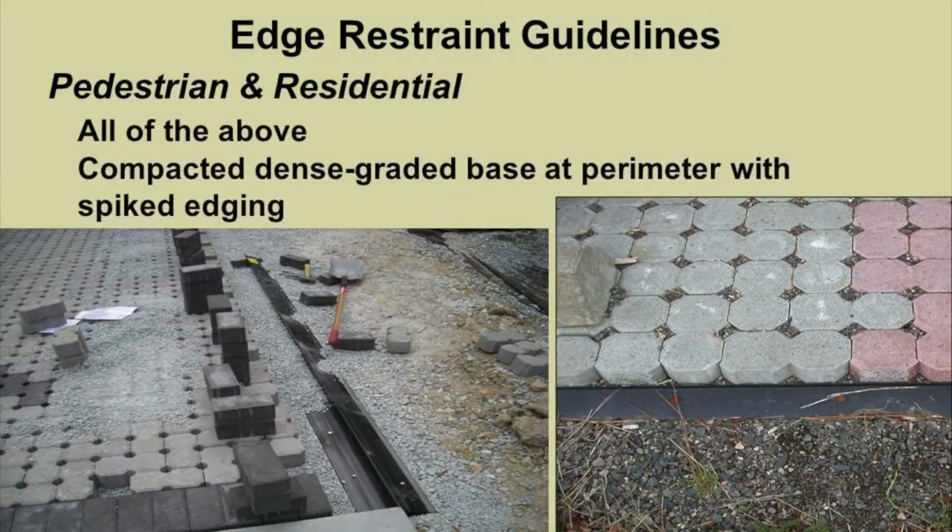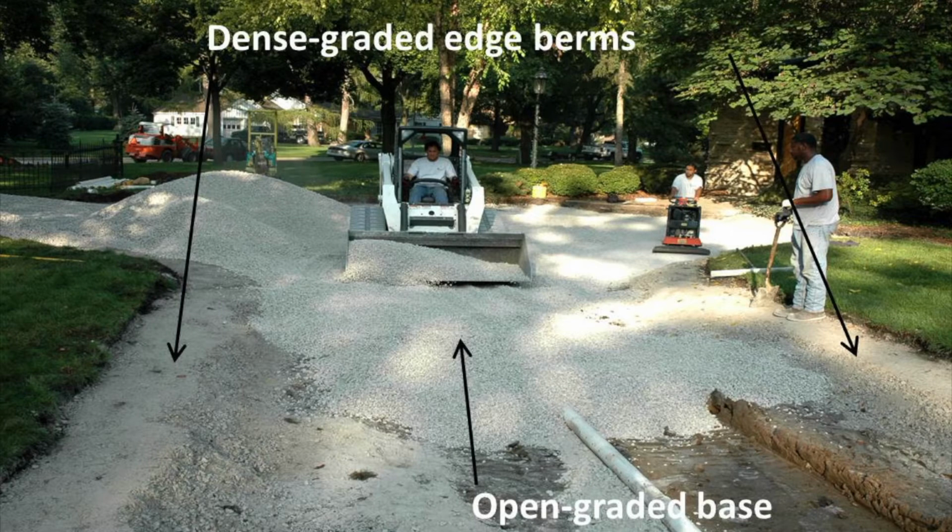For edge restraint guidelines in pedestrian and residential, there's a couple of slides here that kind of explain a lot of the installation or contracting side of this. They're important to the show because this is how they would have to be installed, to put in a dense graded base with a staked plastic edge at the side of the installation. So how we would do that is typically you'd excavate, you'd put in the compacted dense graded base on the edges. You see that labeled here on the slide, going in backfill with the open graded.